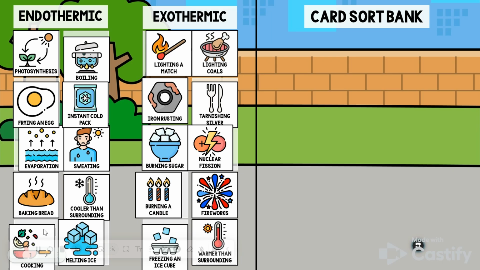Same thing with cooking. The fire beneath that frying pan is obviously going to be hot, but the food itself is absorbing that energy. Just like when you bake bread, you stick it in an exothermic oven, but the bread itself absorbs all that energy. It starts out as a mushy, wet bunch of dough, and then it comes out as bread after it's absorbed that energy.